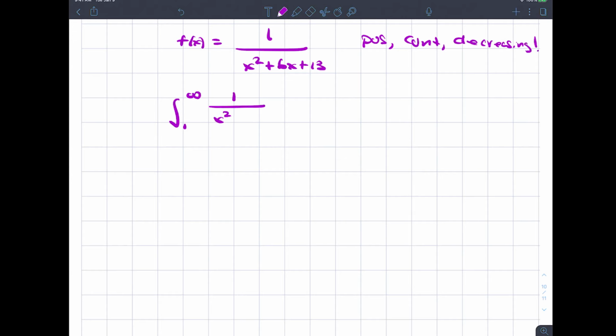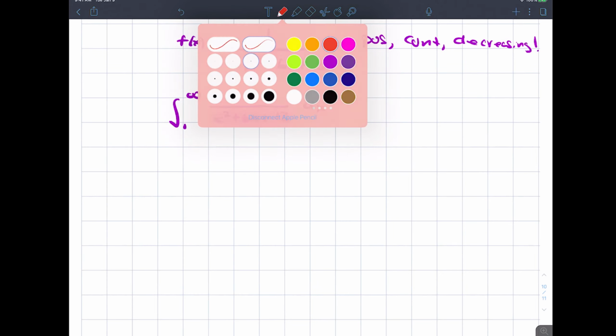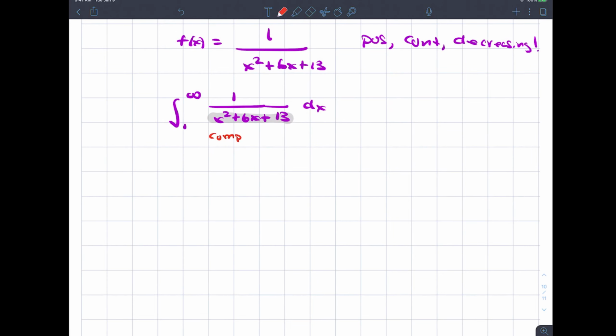1 over x squared plus 6x plus 13 dx. Now you look at this and say, I don't think I can factor it, so I can't use partial fraction decomposition. We can't even factor the denominator; it's not factorable. So you might say, what can I do here? Guess what you can do? You can complete the square.